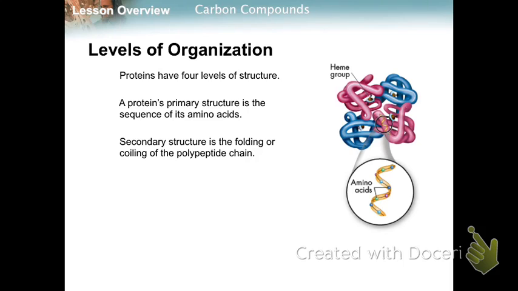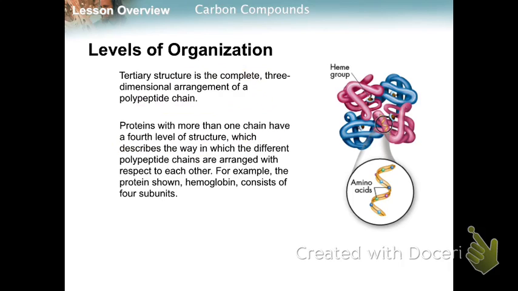Proteins have 4 levels of structure. The primary structure is the sequence of its amino acids. Secondary structure is how those amino acids kind of fold around each other. Tertiary structure is the complete three-dimensional arrangement of a polypeptide chain. And then proteins that have more than one chain have a quaternary or fourth level of structure, how the polypeptide chains are arranged with respect to each other. Hemoglobin, which carries oxygen, consists of 4 subunits.